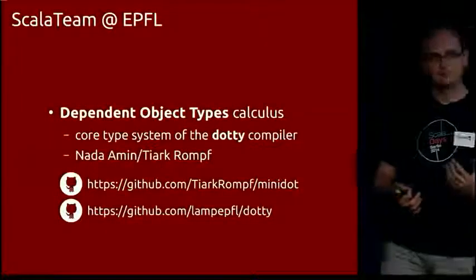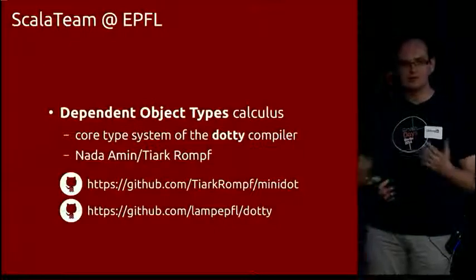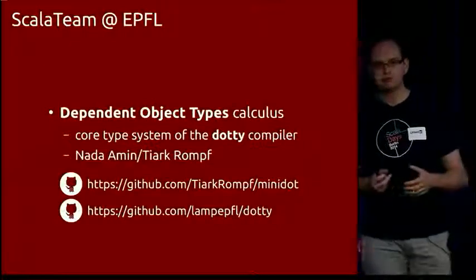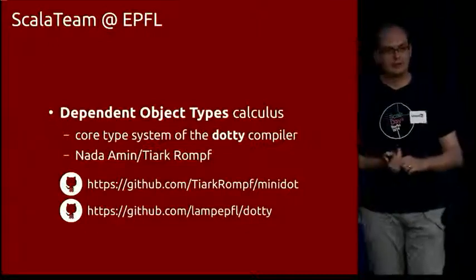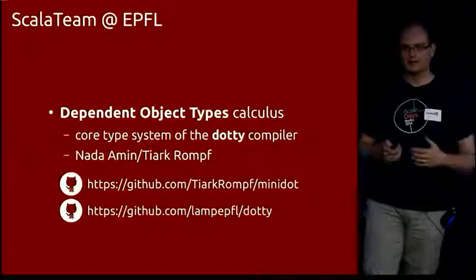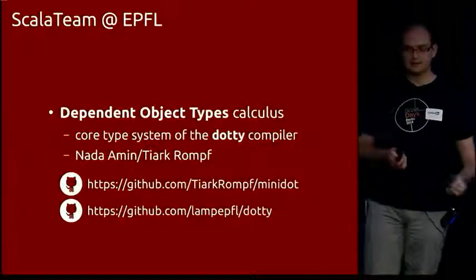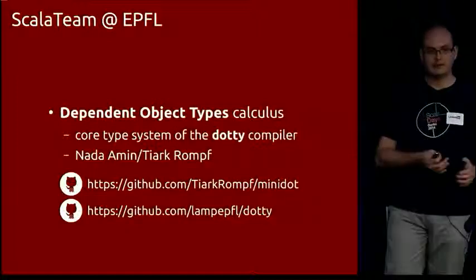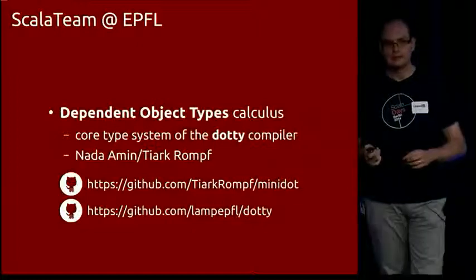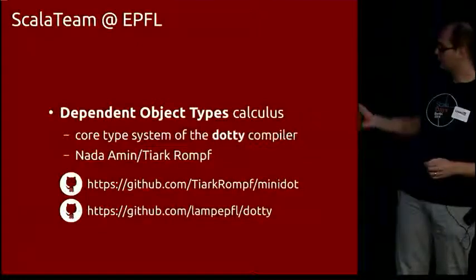So let's start with dependent object types, the DOT calculus. That's Nada and Tjark who are working on it. It's the core type system for the Dotty compiler, which basically is an experiment to see how much of Scala could be ported over to this cleaner type system. It's much cleaner in the sense that, for example, existentials that are unsound and have different problems in the compiler are not necessary in the DOT calculus. Okay, so we've got two pointers there.